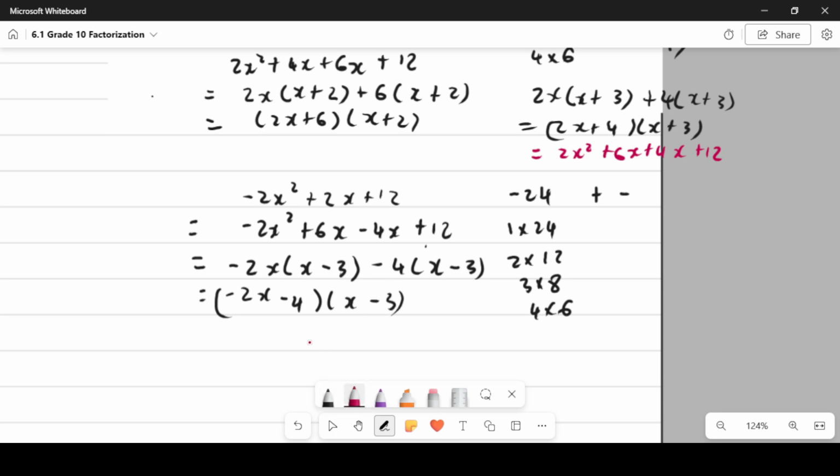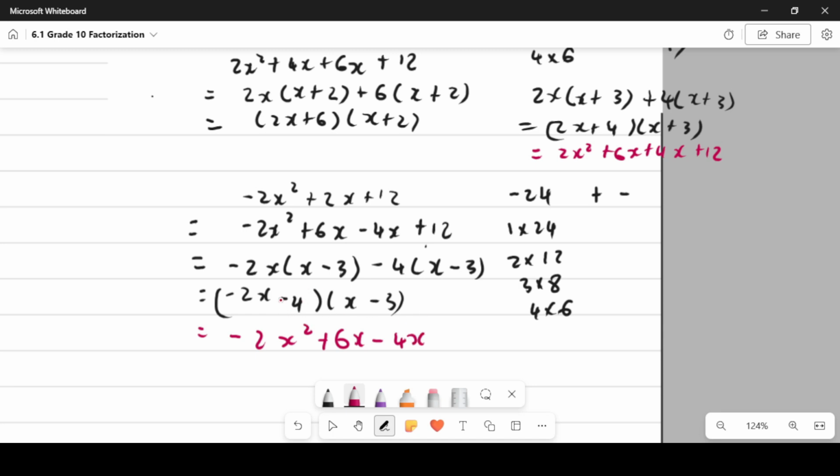And if I have to distribute this, it will be minus times a minus is a minus. 2 times 1 is 2. X times x is x squared. Minus times a minus is a plus. 2 times 3 is 6. X times 1 is x. Minus times a plus is a minus. 4 times 1 is 4. 1 times x is x.